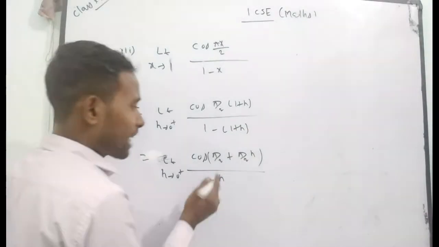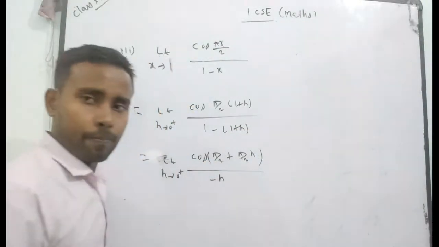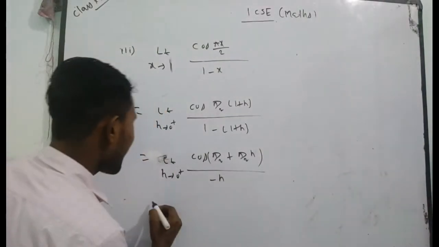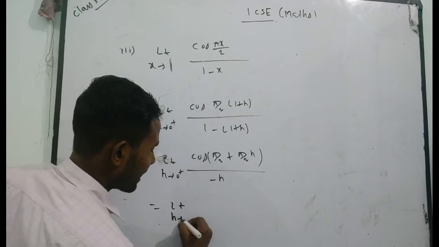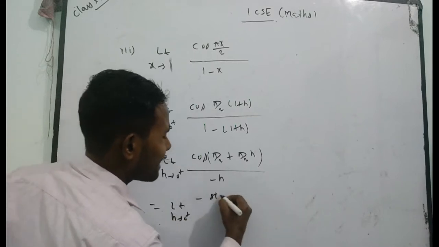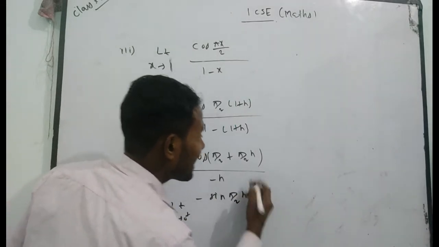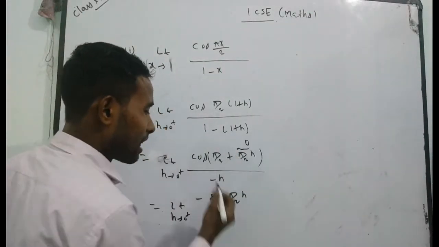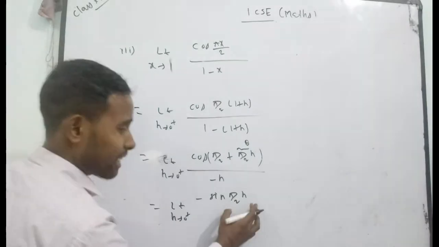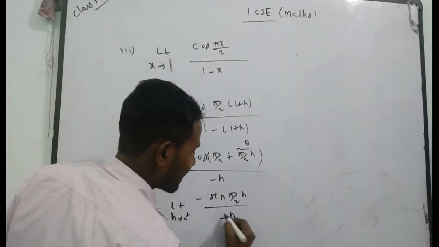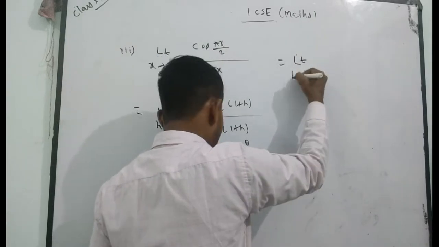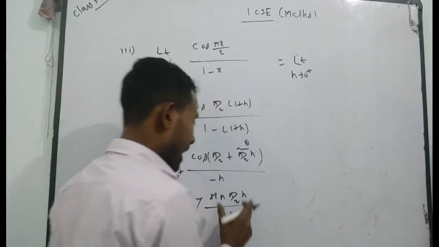Now you have to utilize the formula for cos(pi/2 + theta). What is the formula of cos(pi/2 + theta)? It is minus sin theta. So can you write limit h tends to 0 of minus sin theta? Here theta is given as pi by 2h. Now it becomes minus sin(pi h by 2) divided by minus h. Minus minus cancels out. Finally you get limit h tends to 0 from the right hand side of sin(pi h by 2) divided by h.